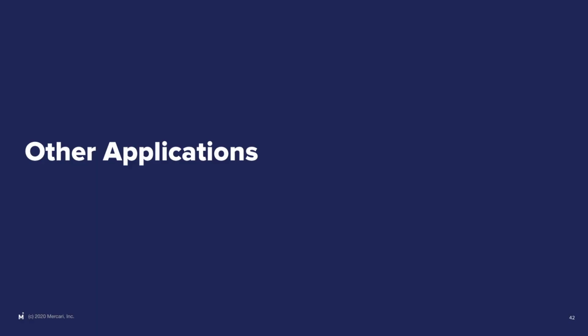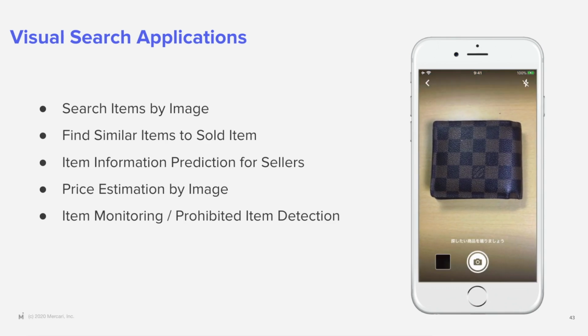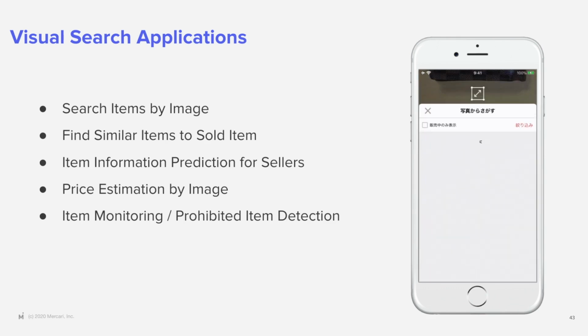The last content is applications of visual search. A visual search system can be used for some other purposes, in addition to searching items by users taking images.